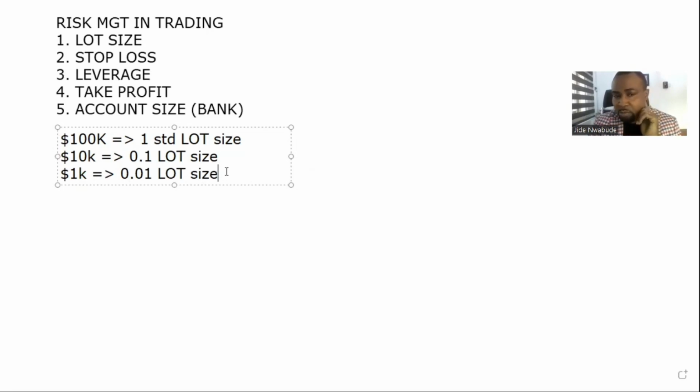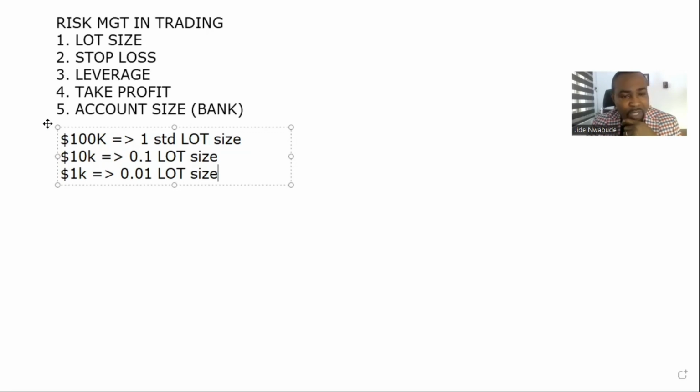If you obey this rule, please let me know in your chat box. If this is how you trade, let me know in your chat box. On your $1,000 account, you're using 0.01. That's you. Put it in the chat box. On your 1K trading account, you're using 0.01. This is the standard.